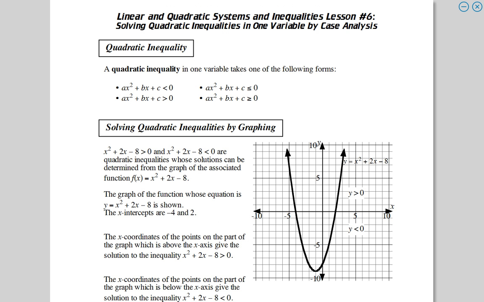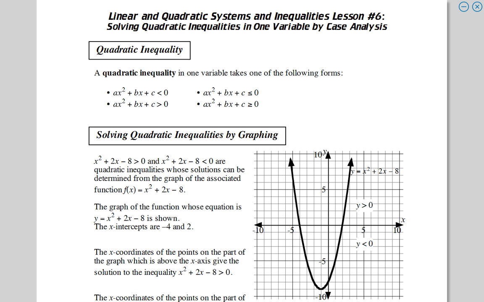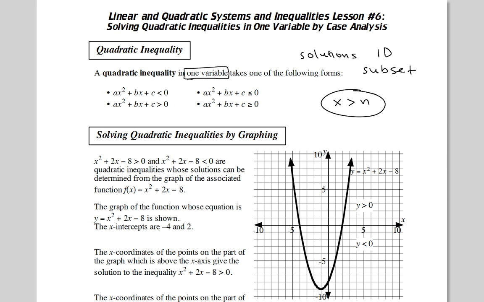Okay, so lesson 6. The last lesson we did quadratic inequalities with two variables, and we were shading regions. Note the difference here. Today we're doing quadratic inequalities in one variable, and the solutions won't be regions. They won't be a two-dimensional region. It'll be a one-dimensional subset. So something like x greater than n, where n is just some number you solved for. A quadratic inequality in one variable is not a region.